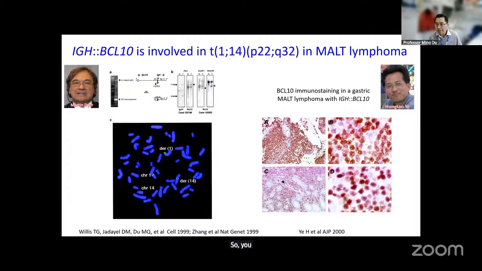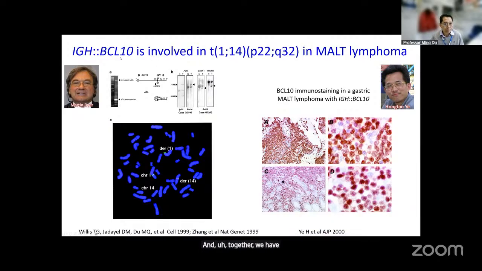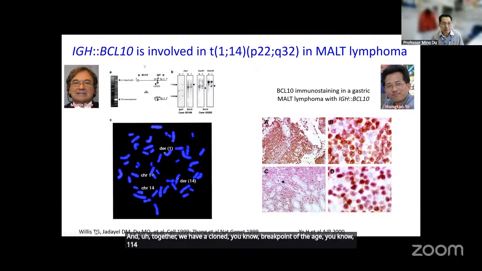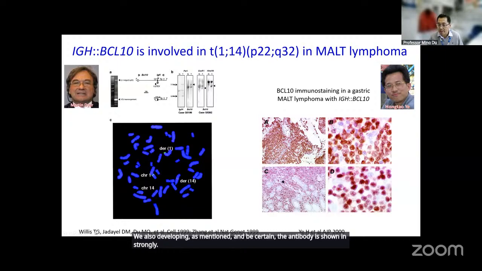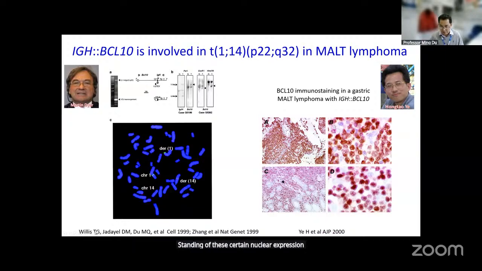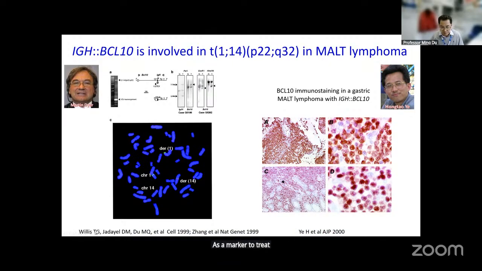So in a subsequent study, in collaboration with Martin Dyer at the Institute of Cancer Research, together we cloned the breakpoint of the t(1;14) translocation and identified BCL10 as an oncogene involved in this chromosome translocation. We also developed, as mentioned, a BCL10 antibody showing stunning BCL10 nuclear expression in the tumor cells. Actually, we can use this as a marker to trace disseminated tumor cells.